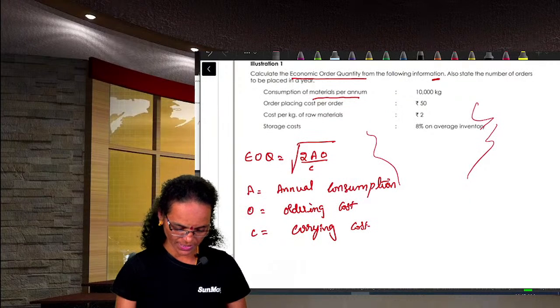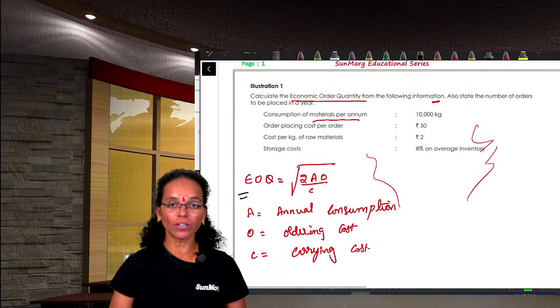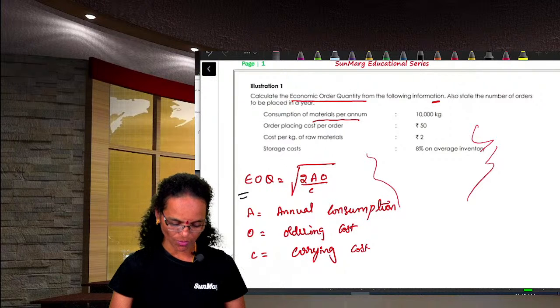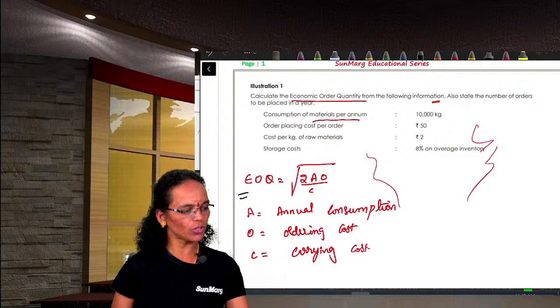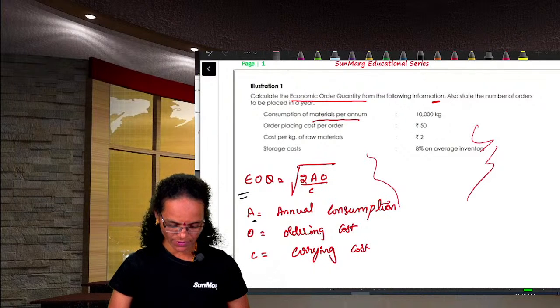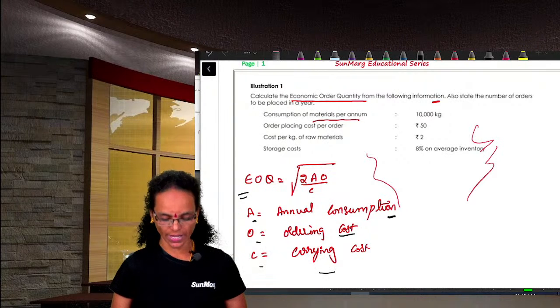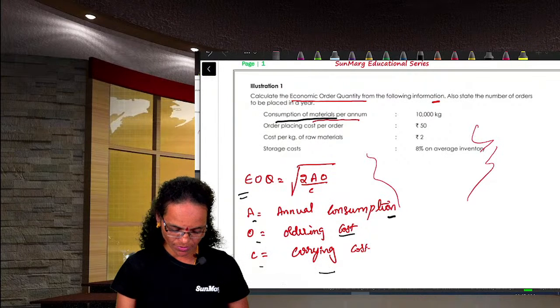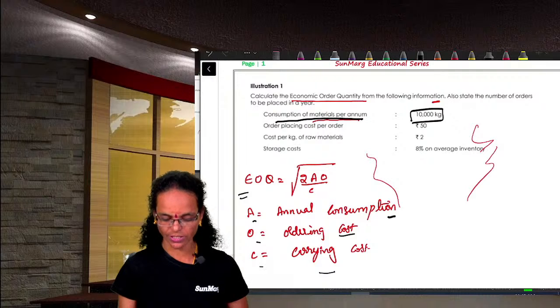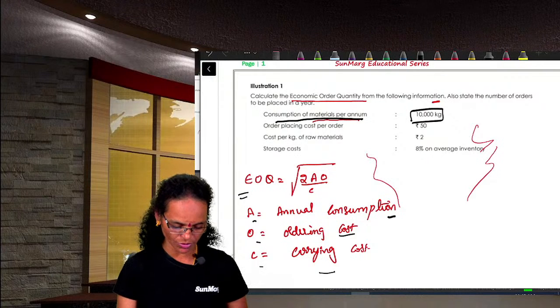Okay, we'll start. Here, we need to find out the economic order quantity. The formula for the economic order quantity is the square root of 2AO by C. A stands for annual consumption, O stands for ordering cost, and C stands for carrying cost. Here, annual consumption of material is given as 10,000 kgs.